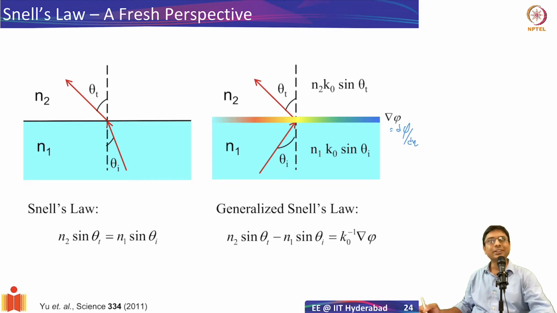Why would I put in K0 here? Does this make sense? On the left side, the refractive index doesn't have any units. It's dimensionless. On the right side also it should be dimensionless.